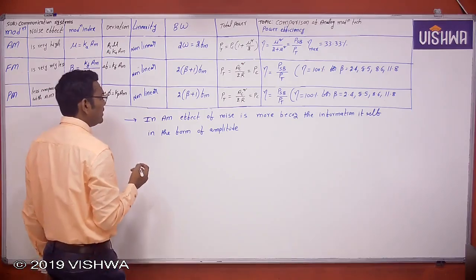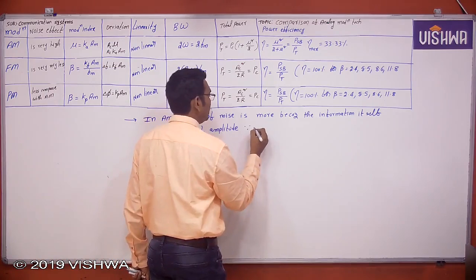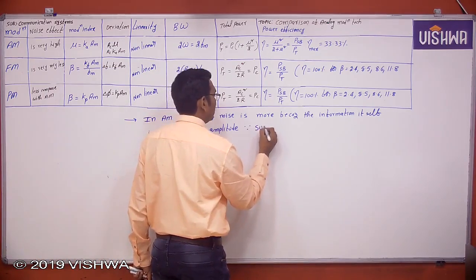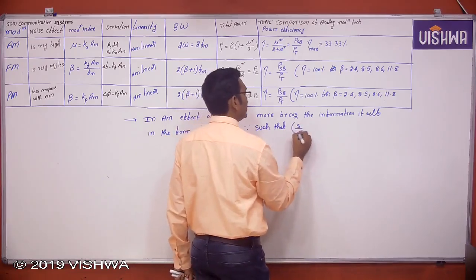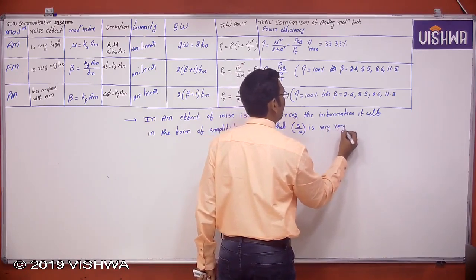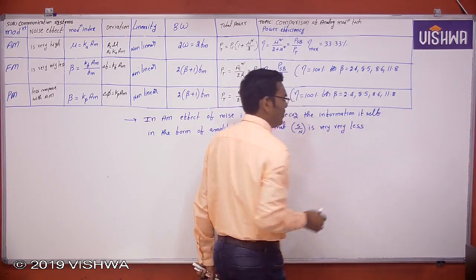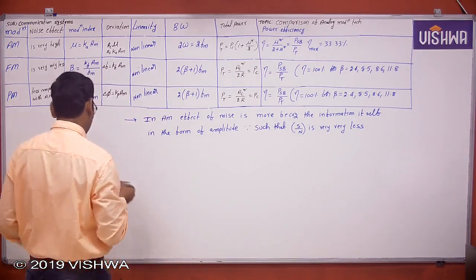So what we can say is that the effect of noise is more, which means the signal to noise ratio is very poor, very less. For a best system, the signal to noise ratio should be as high as possible. Okay, now come to here.